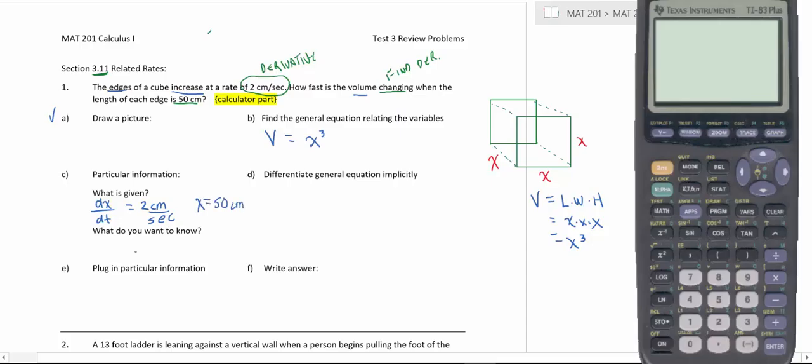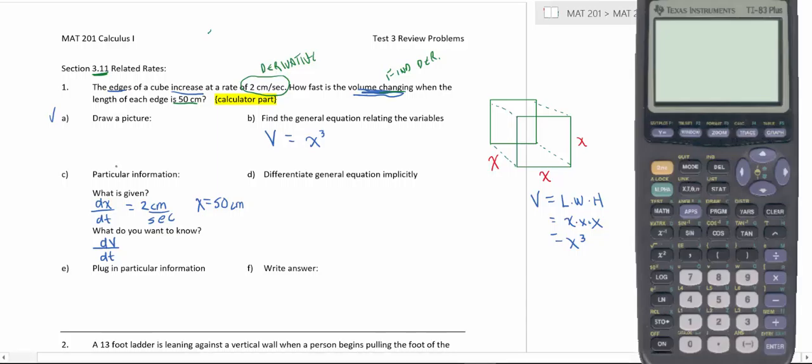That's what we got. Now, what are we finding? Well, read the question. It says, how fast is the volume changing? So that would be a rate of change. That would be the derivative of the volume, or rate of change of the volume with respect to time. So that's ultimately what we want to find. Those are really key parts of the problem right there.